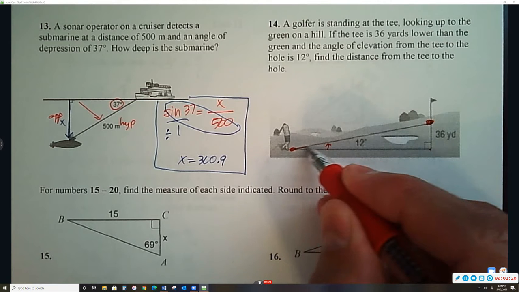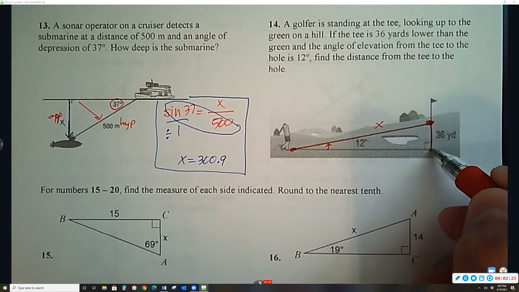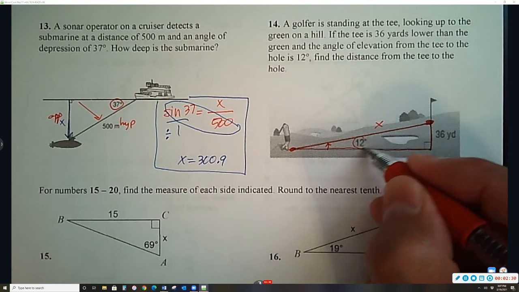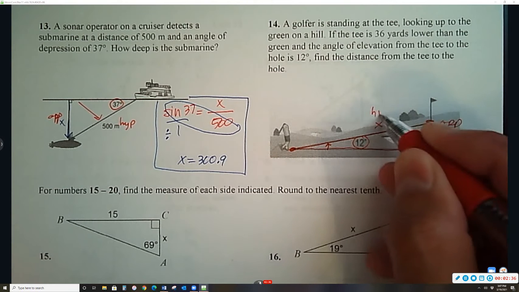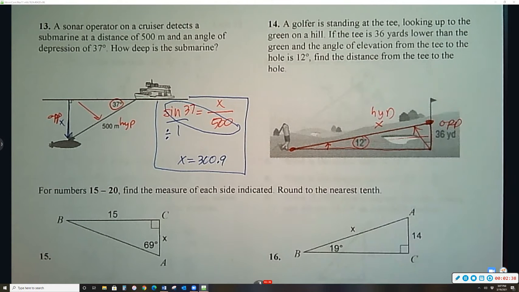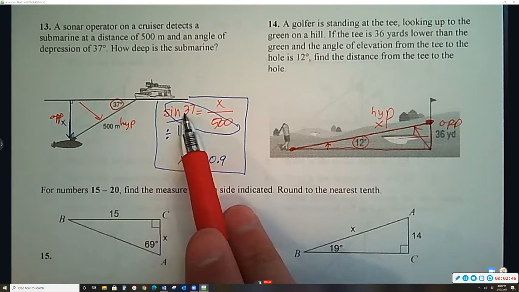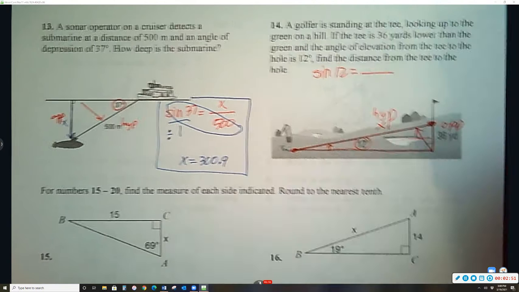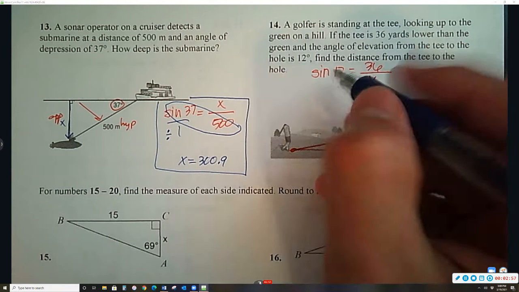So they want to know this distance. But again, here's our right triangle, right? Here's the acute angle. This side is the opposite side, and this is the hypotenuse, right? Opposite, hypotenuse, that looks like sine again. We already did that. So we know sine of the angle, that's 12 degrees, is equal to the ratio of the opposite leg divided by the hypotenuse. Remember again, this is easy.